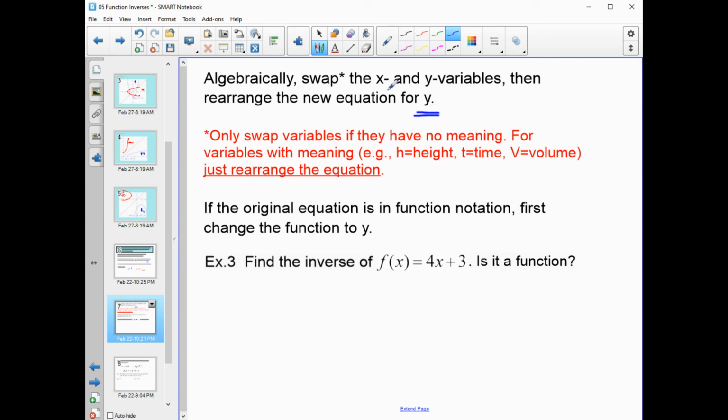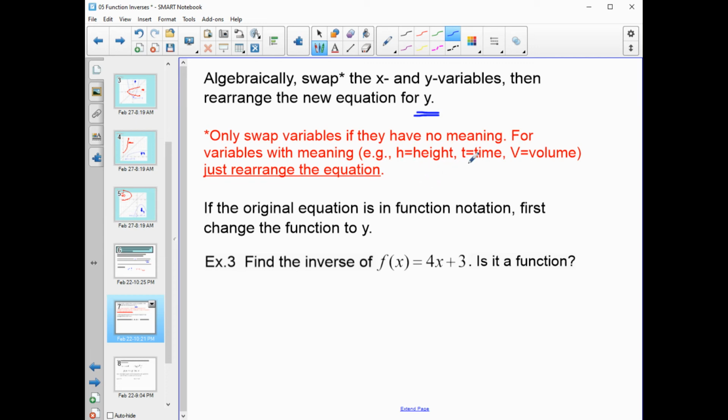Now, sometimes this gets glossed over when people are talking about it, and then students run into certain situations where they're confused and they feel like they've made a mistake. This process where you swap the x and y variables is only applicable if they're generic variables. So if x is the generic independent variable and y is the generic dependent variable, then you swap the variables and rearrange. Sometimes, though, we write equations or functions where the letters that we use have very specific meaning.